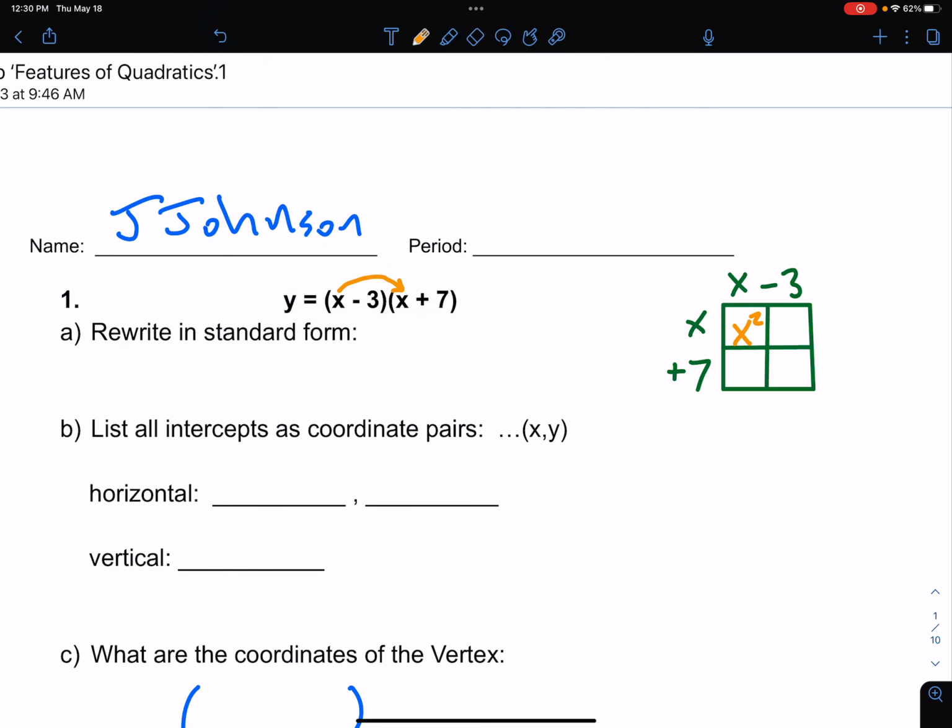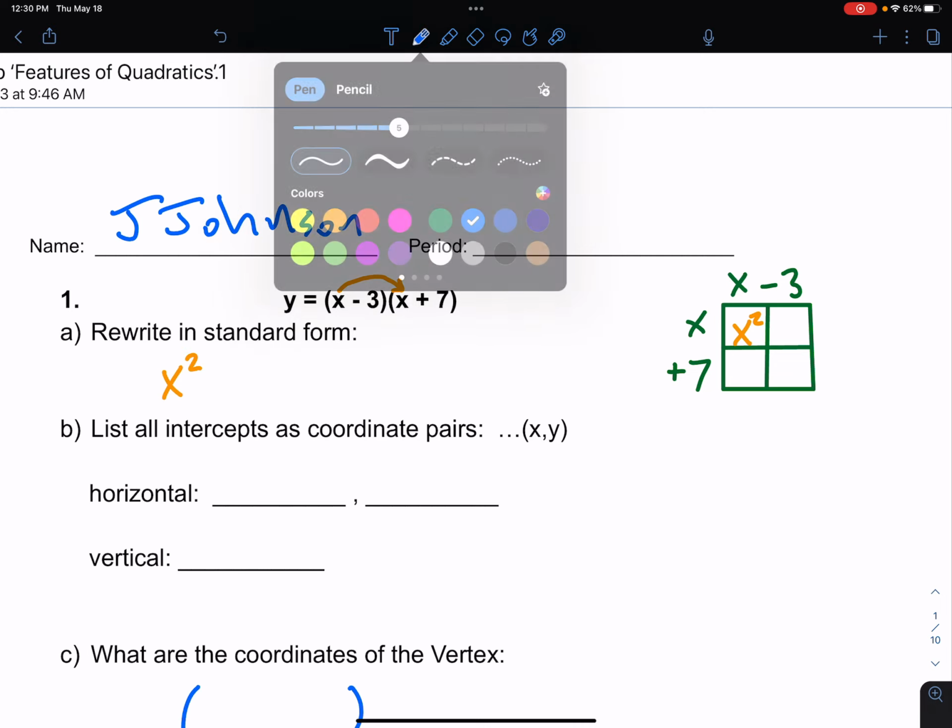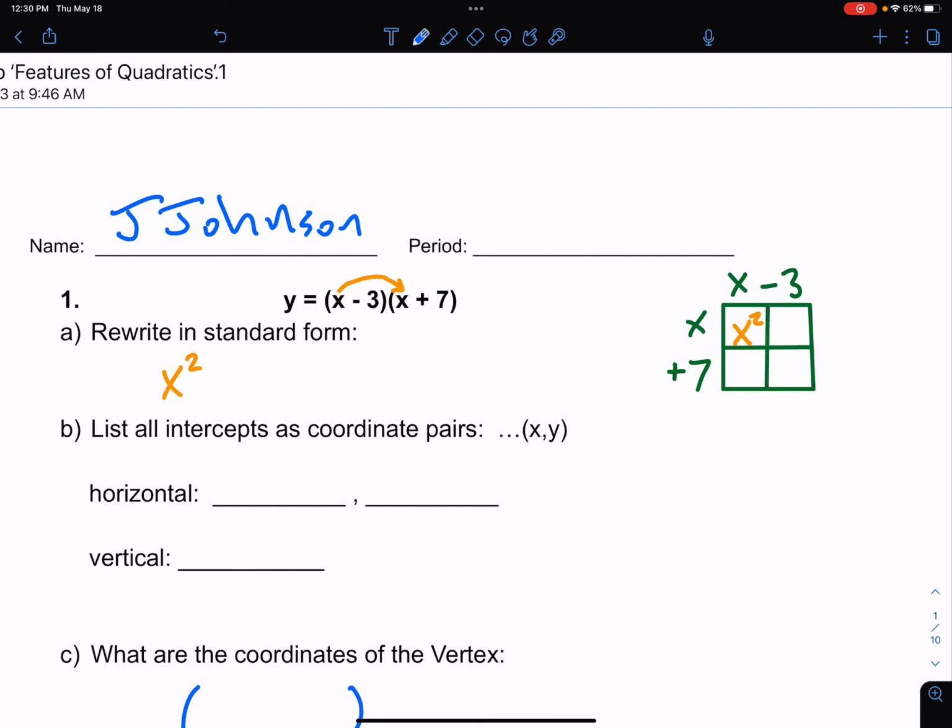Okay, so the orange here, we got x times x. That's our first term. And then we're going to multiply these outer terms. I'll go with blue here. I've got to multiply x times 7. And so on my square, that goes right here. X times 7 is 7x. I put that over here.